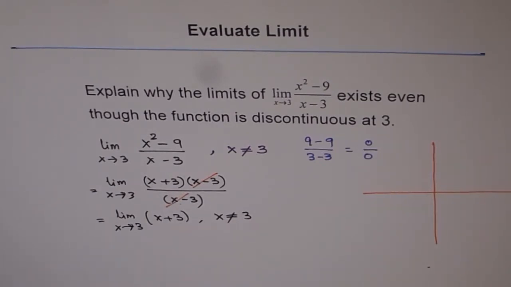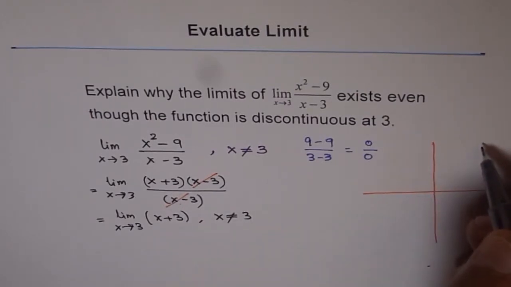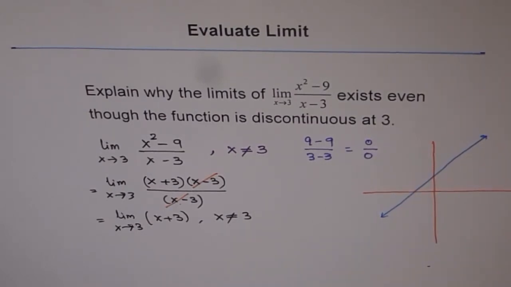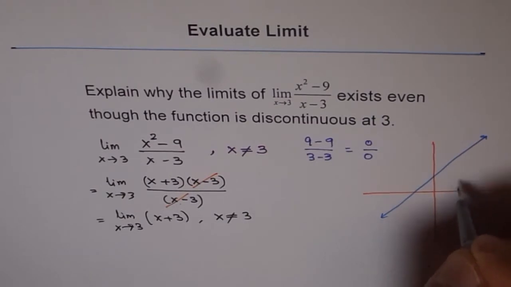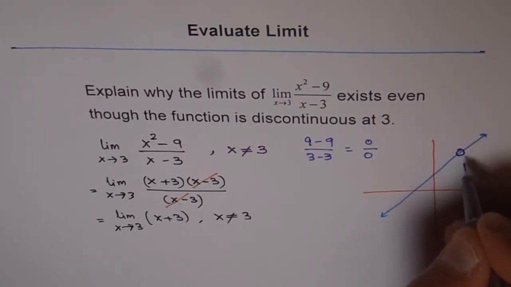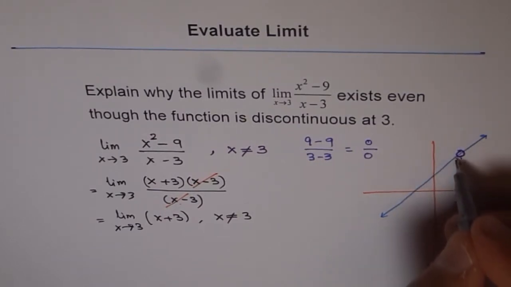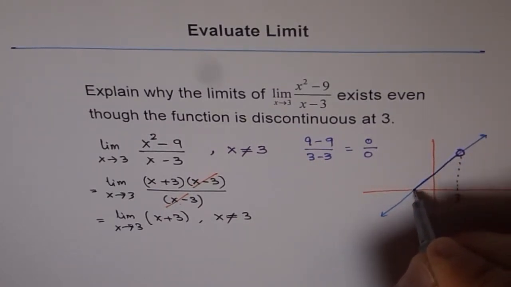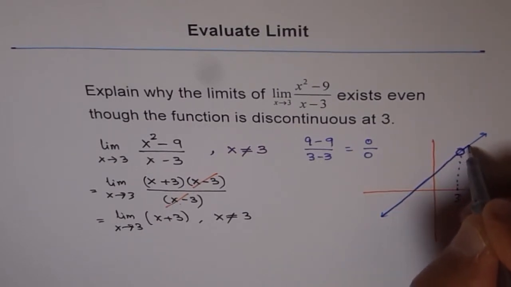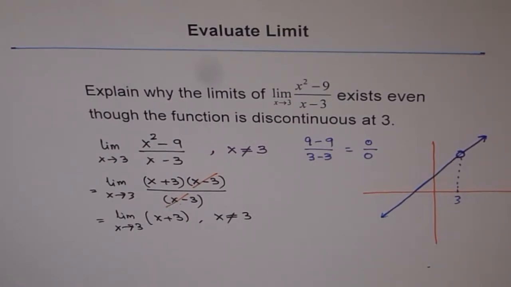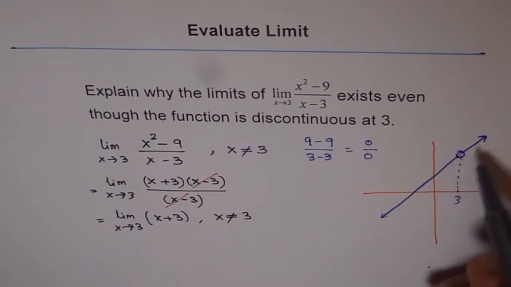So what does this show us? It says it's a straight line, x plus 3, a line with a slope of 1 and y-intercept of 3, like this. But in this line, at x equals 3, let's say this is our point, there is a hole at x equals 3. So the line is everything but a hole at x equals 3. Do you see that?